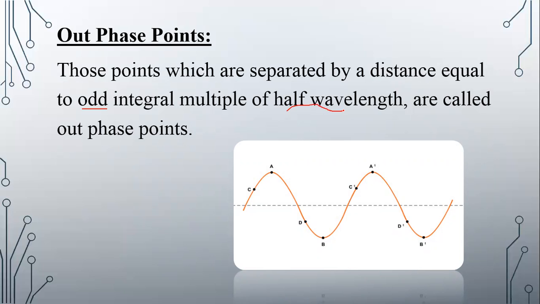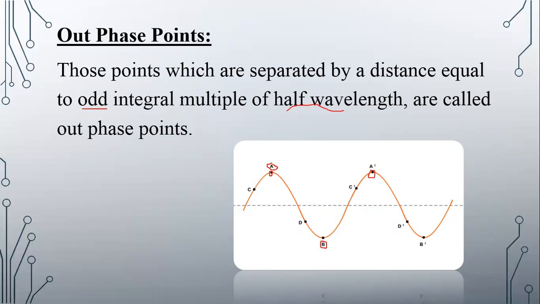So if we compare A with A1, these points, then distance between A and A1 is one wavelength, so they are in phase. But if we compare A with B, so that is half wavelength. So distance between A and B is equal to half wavelength, so they are called out phase points.